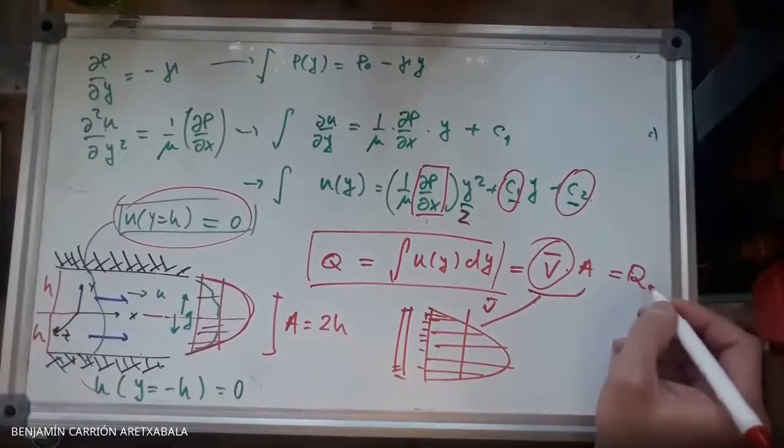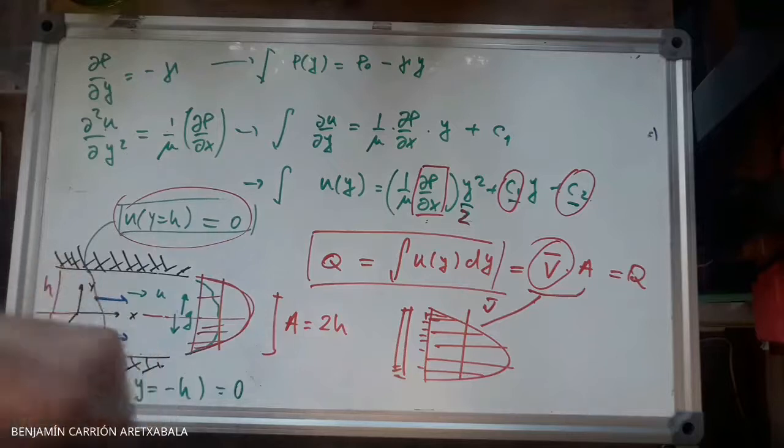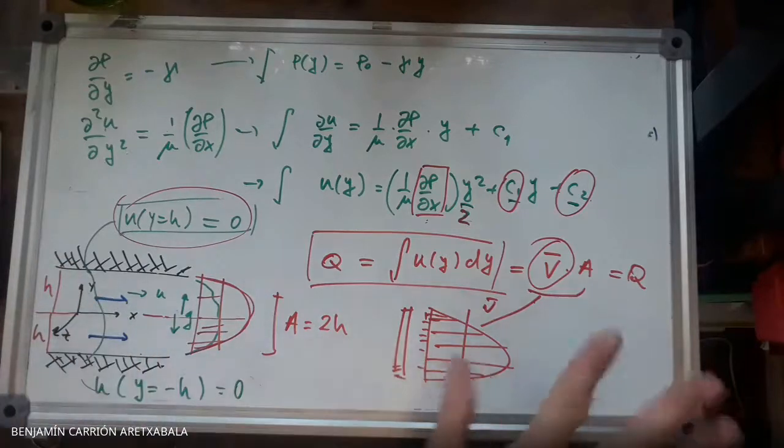The flow is measured in cubic meters per second, for instance. So it's a volume over time. It has units of volume over time.